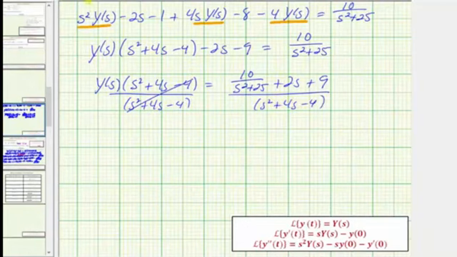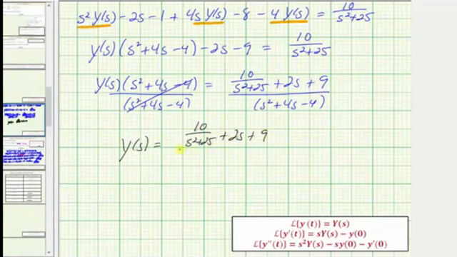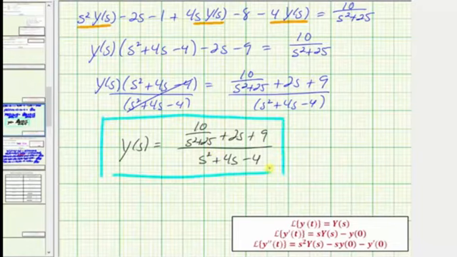So simplifying, we have big Y of s equals 10 divided by the quantity s squared plus 25 plus 2s plus 9, all divided by the quantity s squared plus 4s minus 4. Now we could change the form of this, but I'm going to go ahead and leave it in this form. This is big Y of s, which again is the Laplace transform of y.